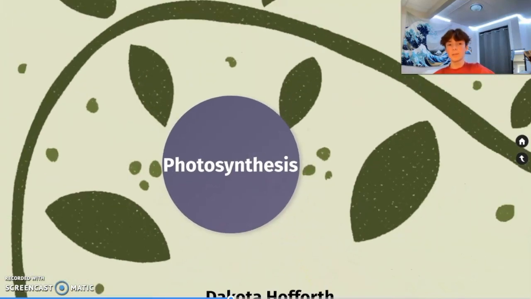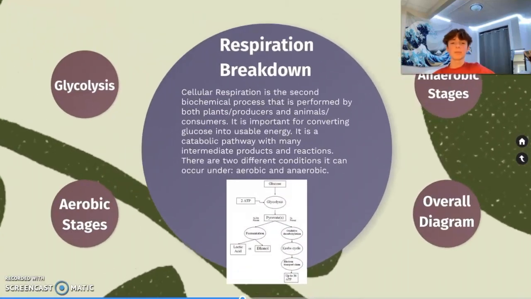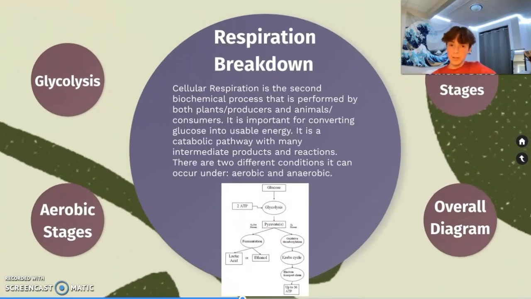Now, finally moving on to cellular respiration, our next topic. Now, just an overall breakdown of respiration like we did for photosynthesis: cellular respiration is the second biochemical process performed by both plants/producers and animals or consumers. It is very important for converting glucose into usable energy.